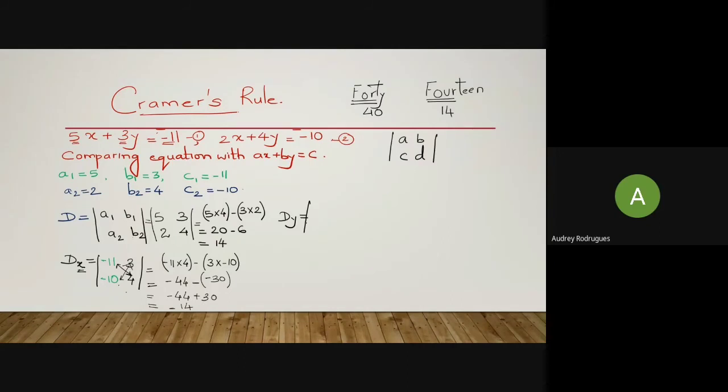Now Sanjana, tell me for dy. Now dy, what we will do is this a1, a2 will be as it is. So it will be 5 and 2. But in y's coefficient place, what we will write? c1, c2. Minus 11 and minus 10. The constant. Exactly. Very good. So what we will write here? Minus 11 and minus 10. Now let's calculate the determinant value.